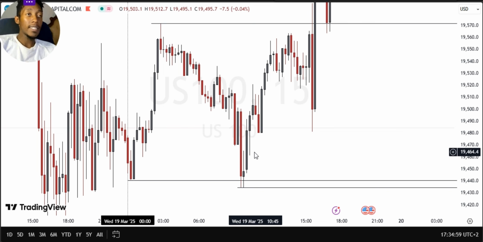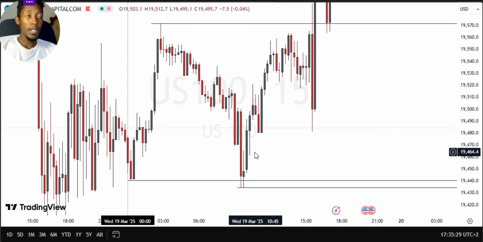We can see that so far we are not getting what we need. We have two entry models with CRT. It's either we enter on an order block, which I call supply and demand. It depends on where you've learned the strategy. With me, I'm coming from a smart money concept background, so I call them order blocks, I call them supply and demand.